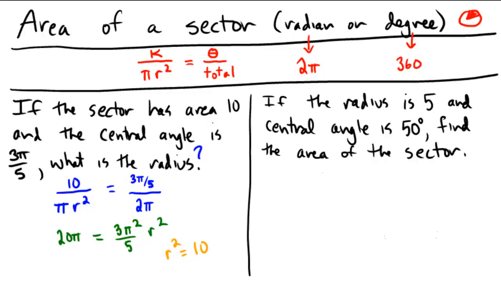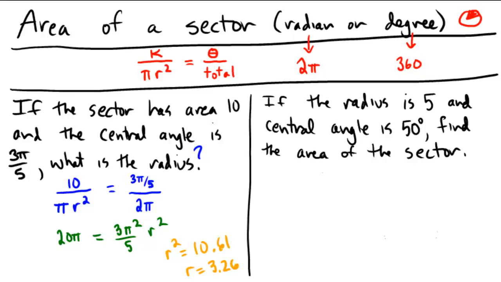10.61, and so when we want to find r, we're going to take the square root of that, and the square root of that is 3.26. So the radius in this problem would be 3.26.